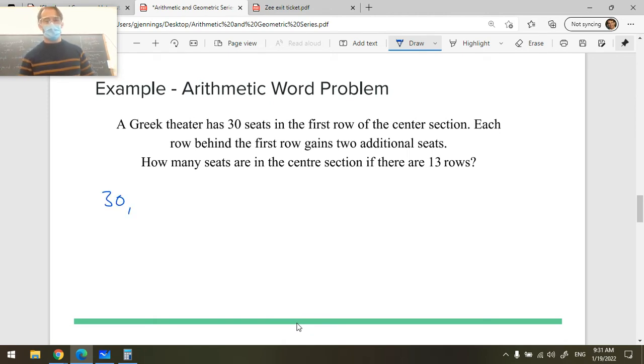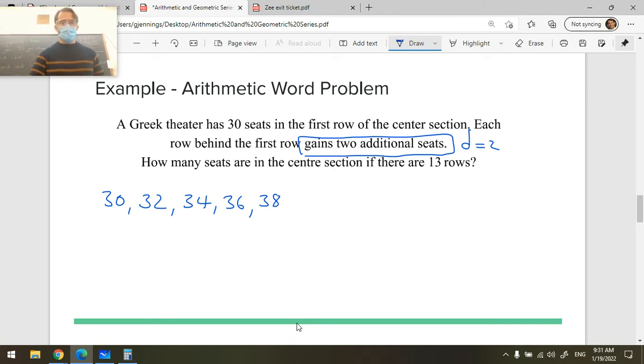The number of seats in row 2 is 32 because each row gains an additional 2 seats. So there is my d. d equals 2. The next term would be 34, nice beautiful number, and then 36, very divisible number, and then 38, and so on, right? These would go on, and we want to know, given that there's 13 rows, so that means n is equal to 13. There would be 13 rows in this theater, and we want to know the total number of seats. Okay, we can add this together like an arithmetic series.